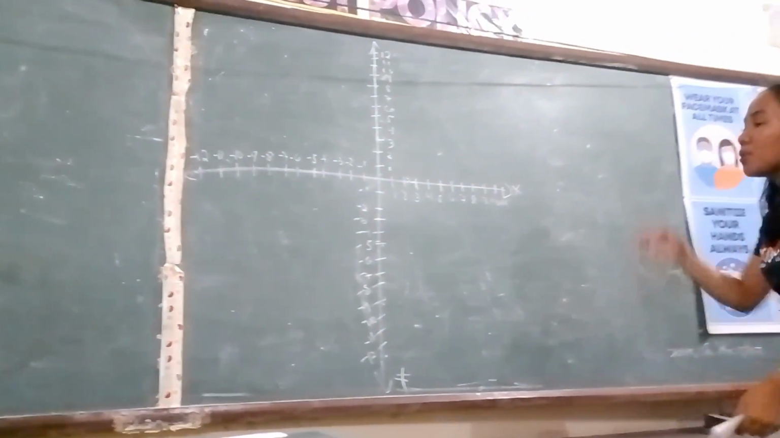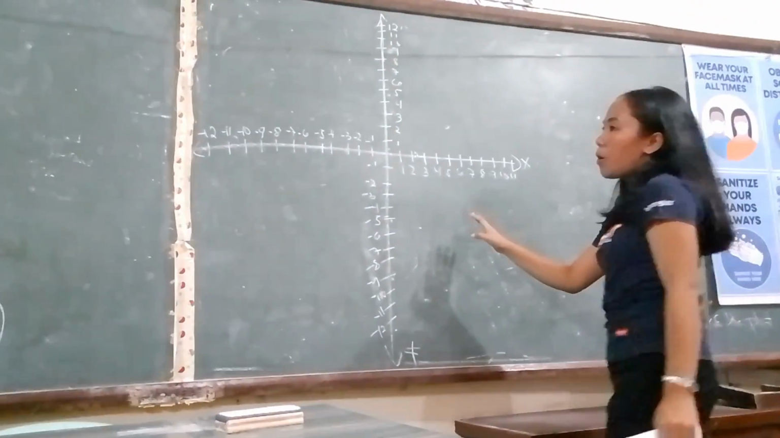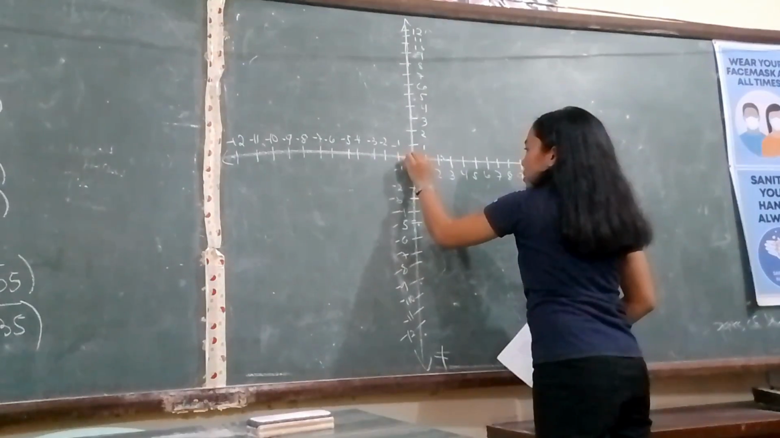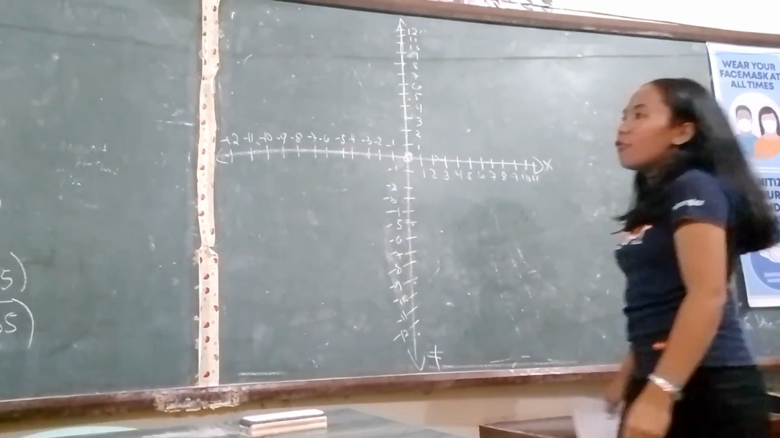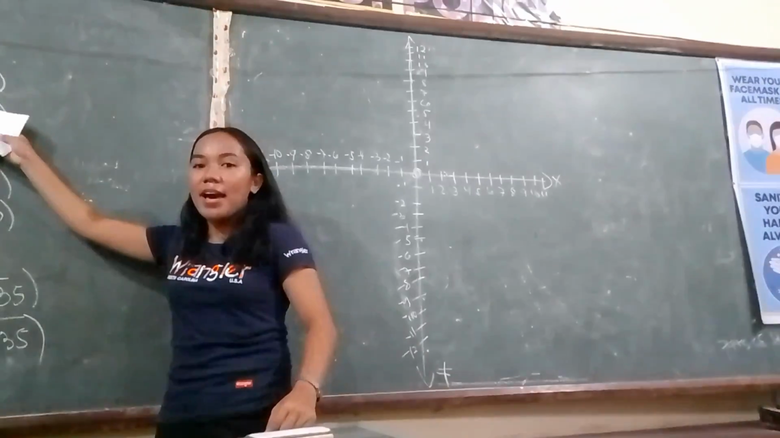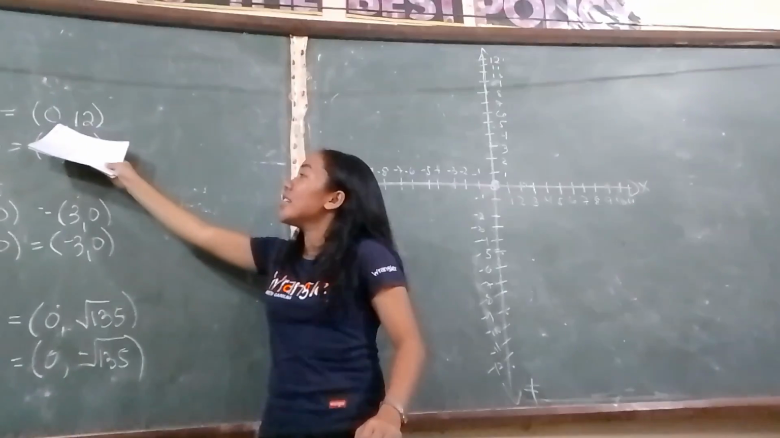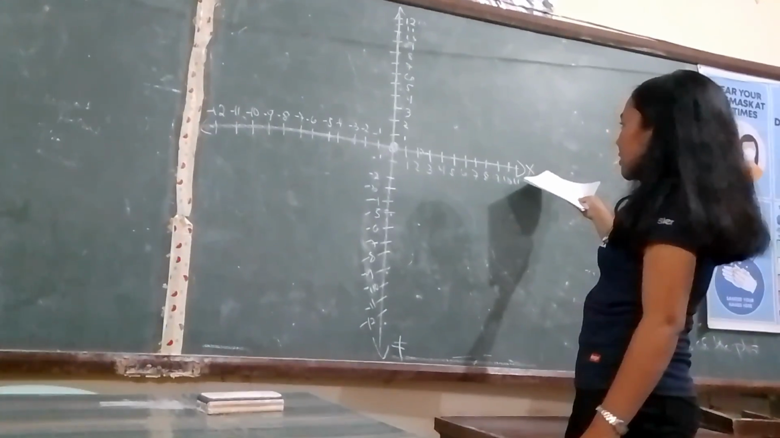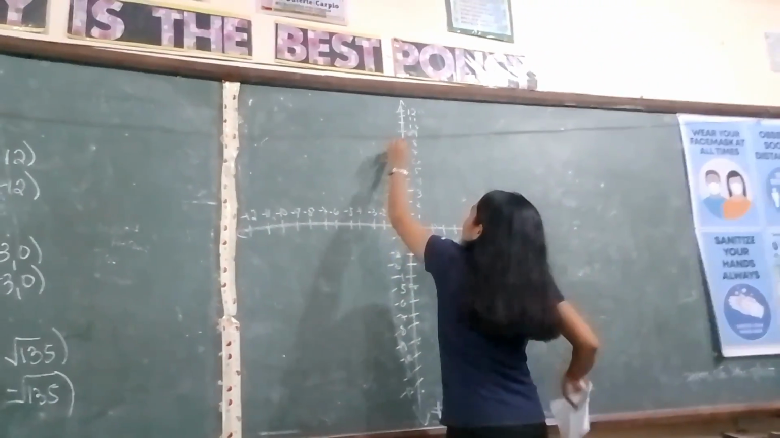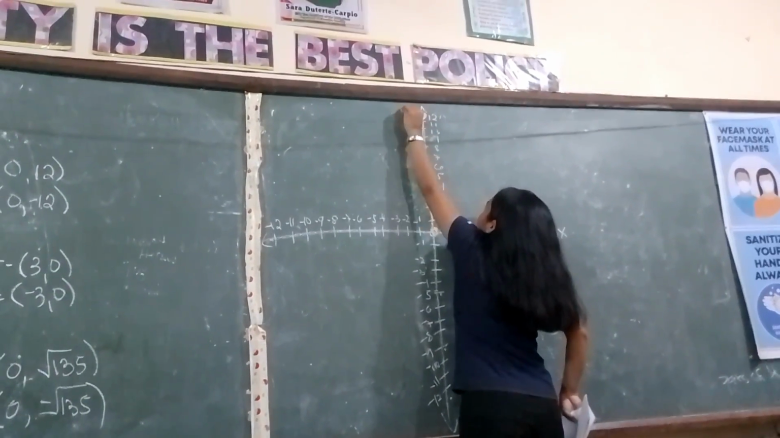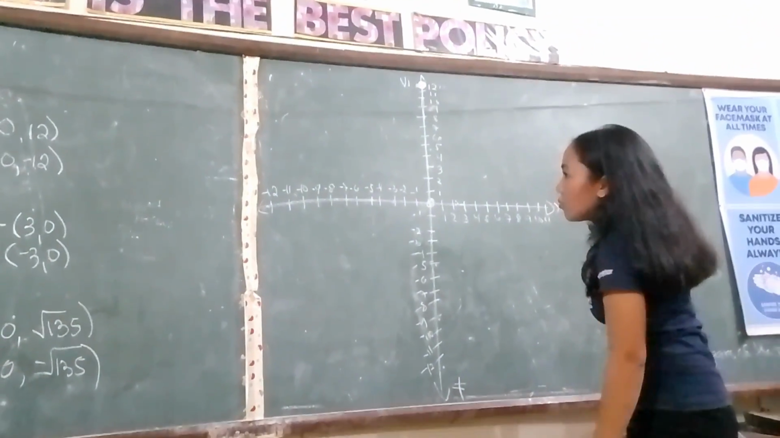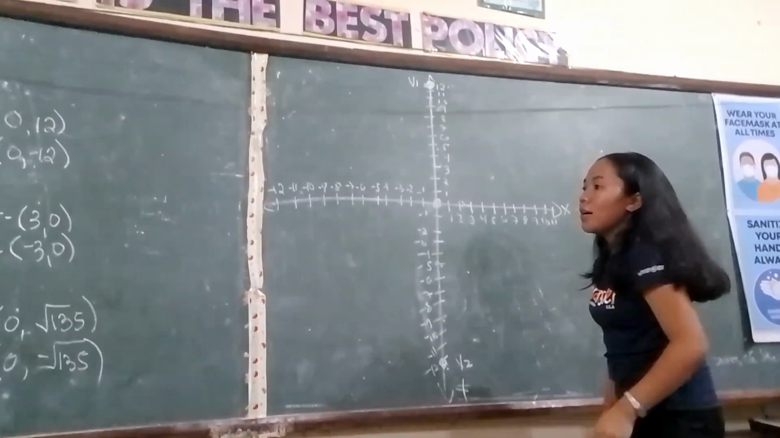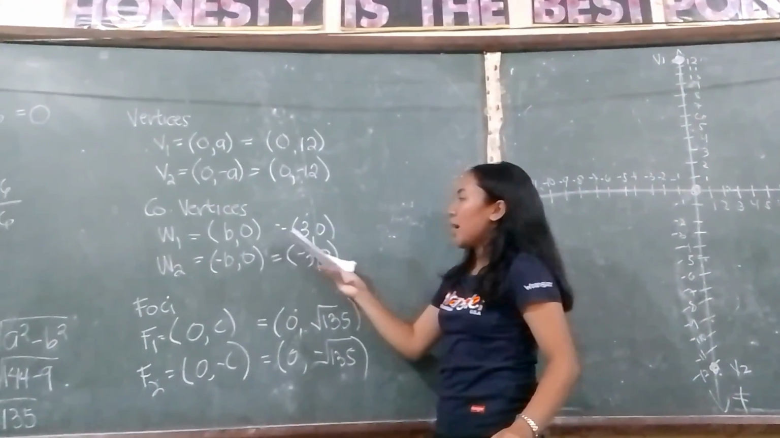Okay, we will now plot all those parts of the coordinates. So we have our center, which is 0 and 0. And for our vertices, we have 0 and 12 and 0 and negative 12. So 0 from the x-axis and 12 for the y-axis. So we have here our V sub 1. And for our V sub 2, we have 0 and negative 12. So V sub 2.